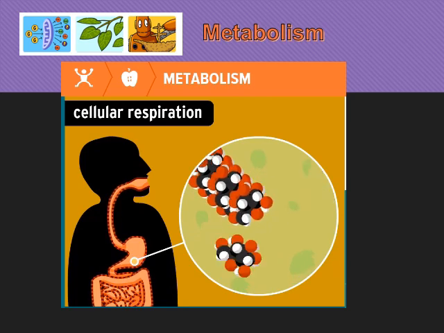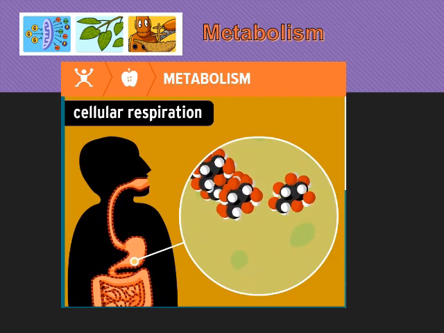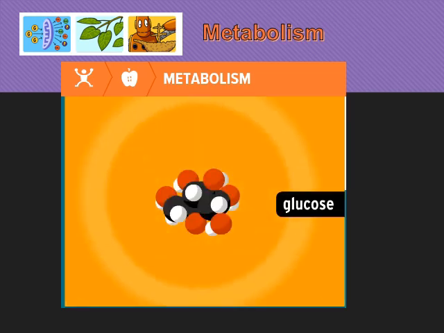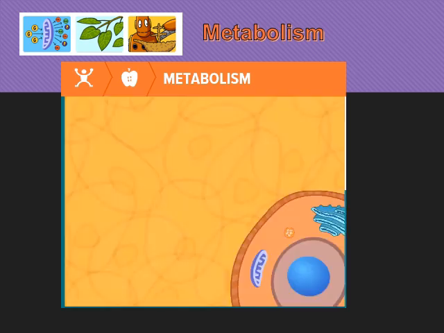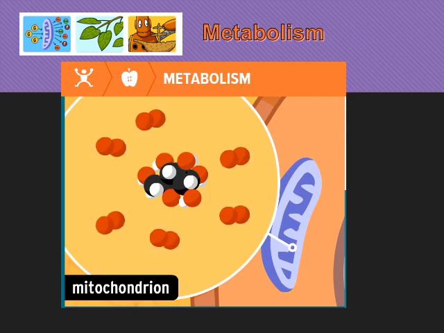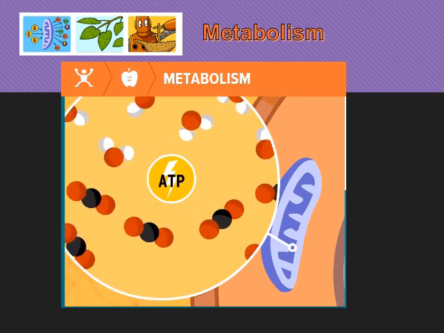Cellular respiration, the process in which glucose is broken down, is an example of a catabolic reaction. Glucose is a kind of sugar we get from food. It's the main source of fuel for the body's cells. Inside the part of a cell known as the mitochondrion, glucose is split into simpler molecules like carbon dioxide and water. Energy is released in the process.